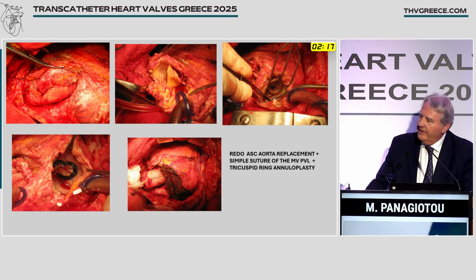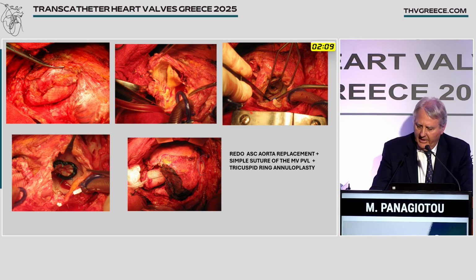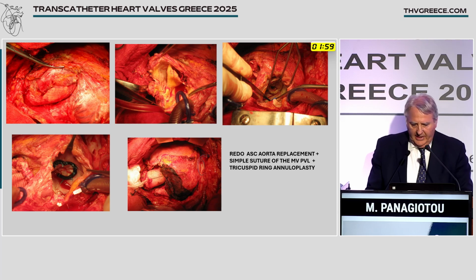You can see in the left upper how it was, the graft was stuck in the surrounding tissues. You can see the chronic dissection. We simply sutured the mitral valve. We did a tricuspid ring annuloplasty.